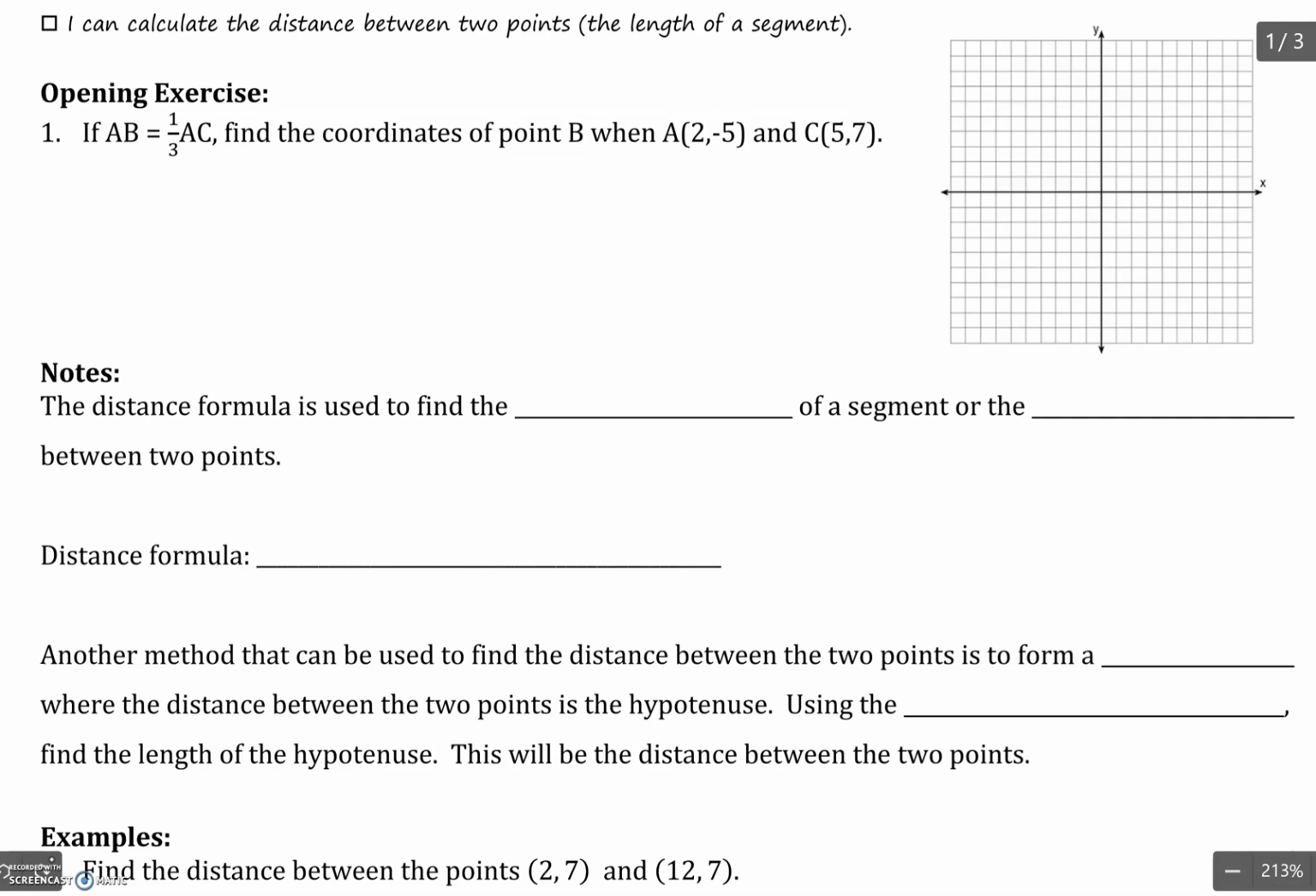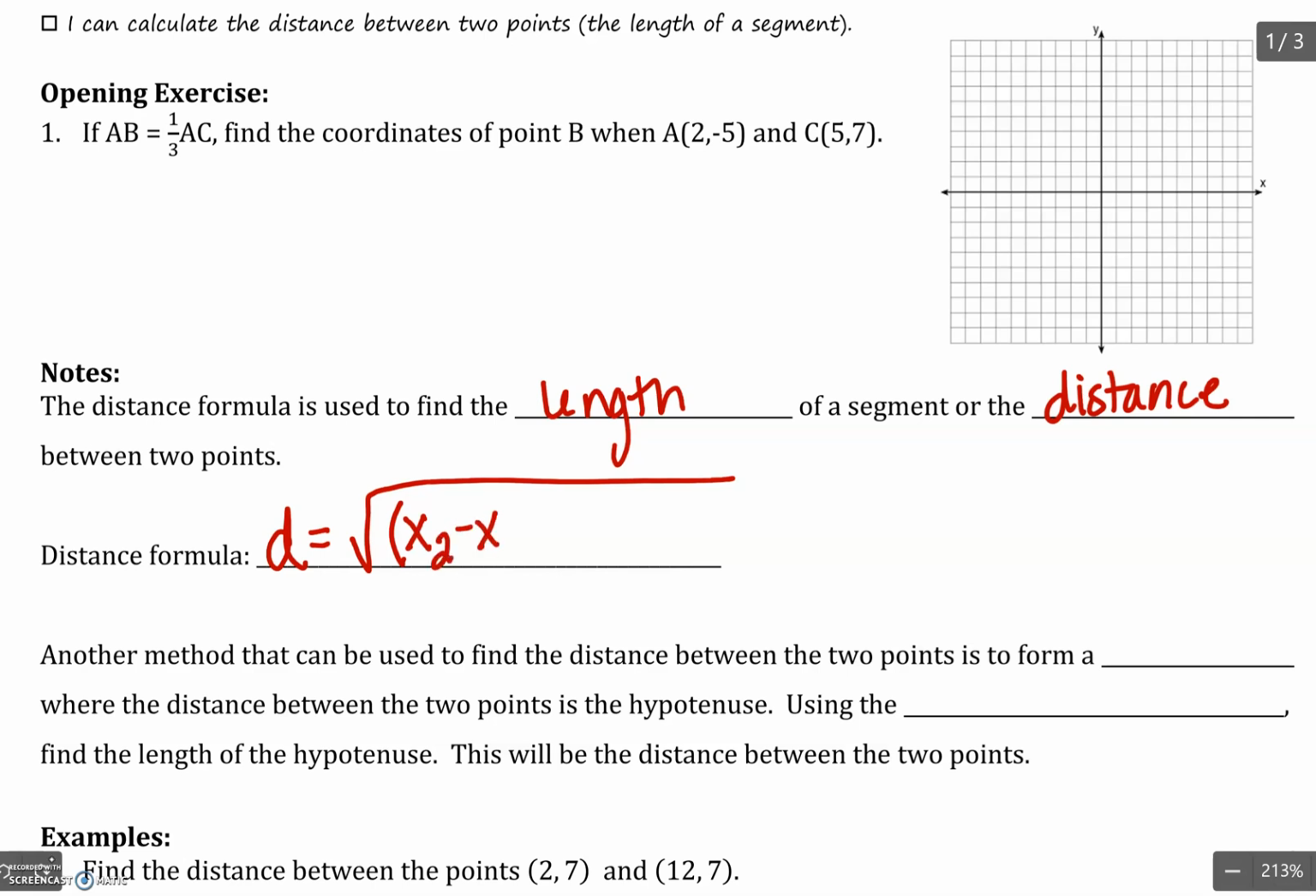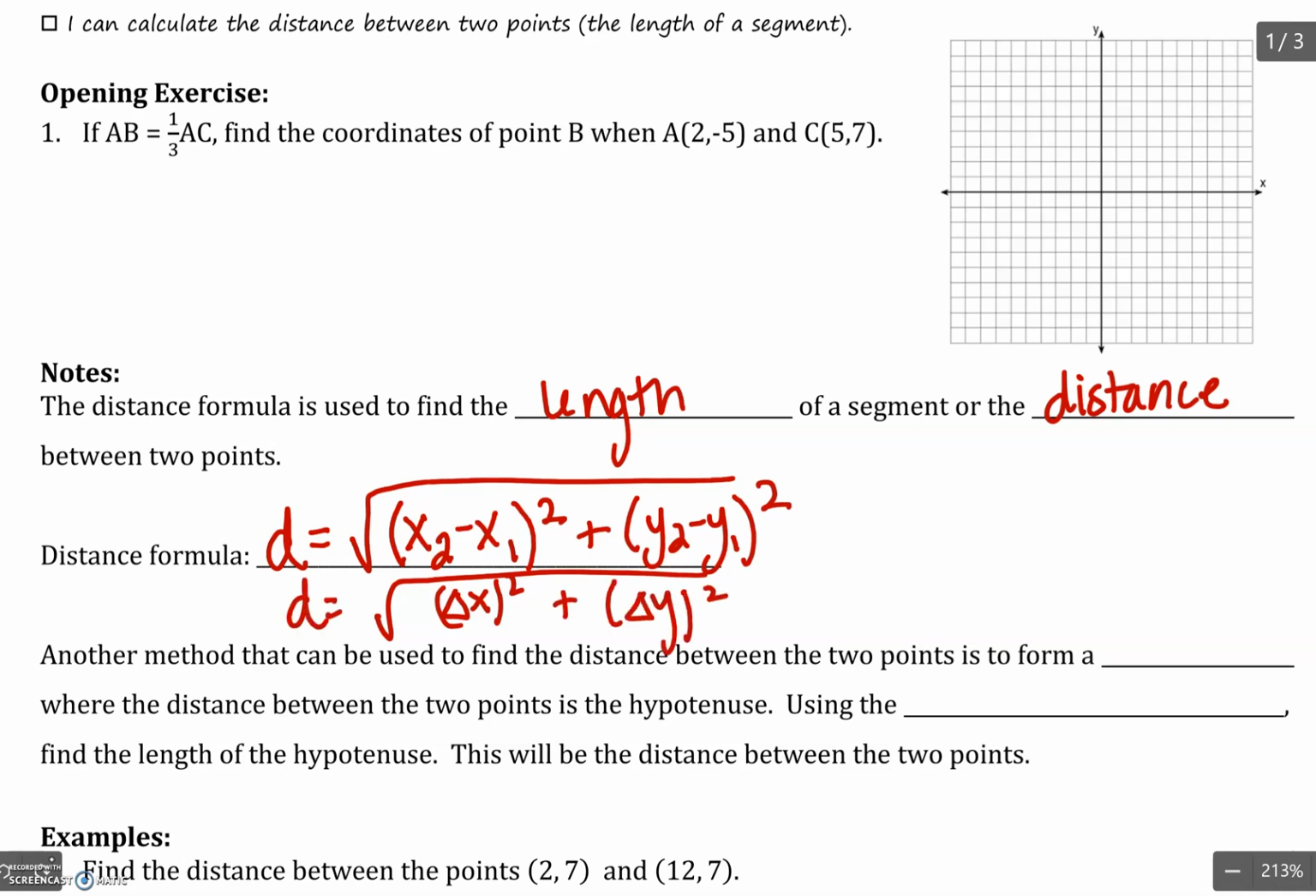Alright, so for the distance formula, we use this formula to find the length of a segment or the distance between 2 points. They're the same idea. The distance formula is lowercase d equals the square root of x2 minus x1 squared, or change in x squared, plus y2 minus y1 squared, or change in y squared. Okay, the distance formula comes from using the Pythagorean theorem on a graph.